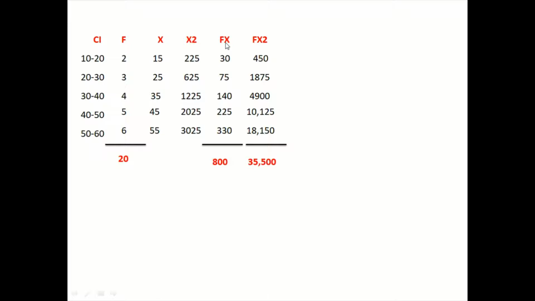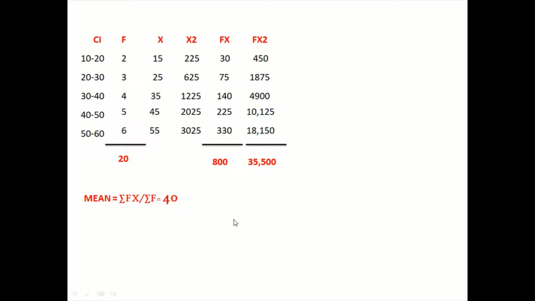When I add this fx, I get the sum of fx. Now it's very clear that to find the mean, we have to divide this 800 by 20. Here it is: mean equals summation of fx. What is summation of fx? 800. Divided by summation of f. What is summation of f? 20. So 800 divided by 20, how much will you get? You'll get 40.